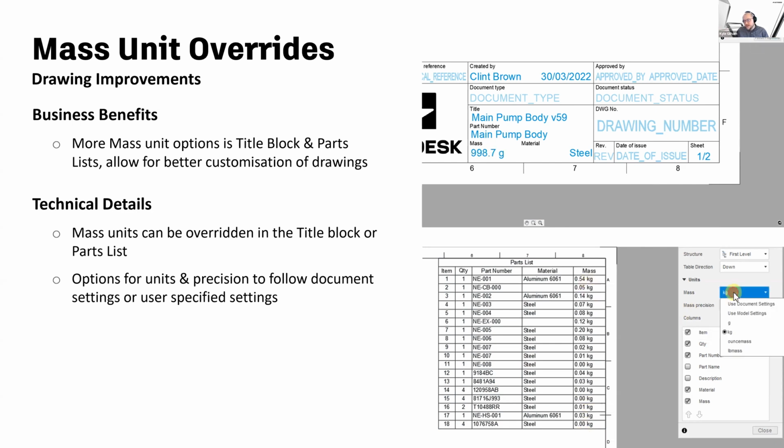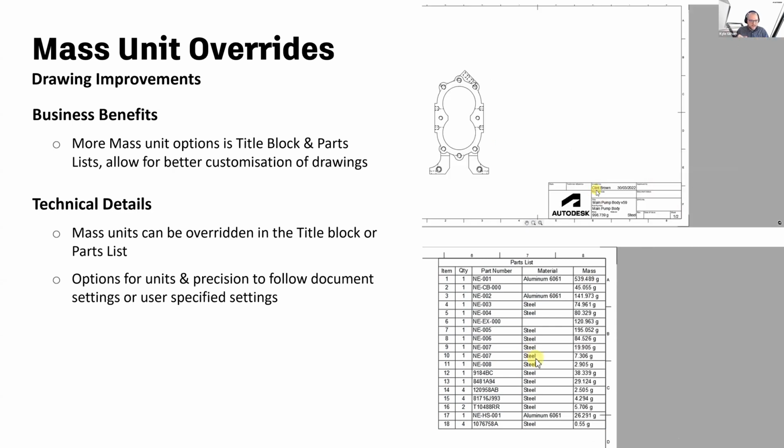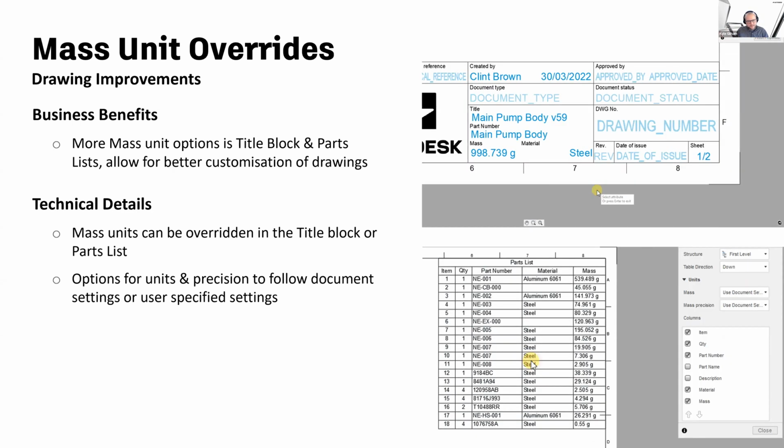But you can also do it in the parts list as well. You can add mass to the parts list, and now you can override that mass unit. You've been able to add the mass for a while, but you've never been able to override that mass unit.